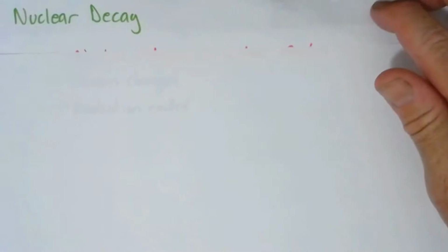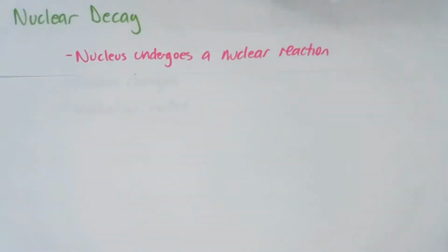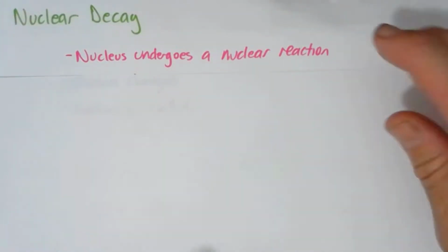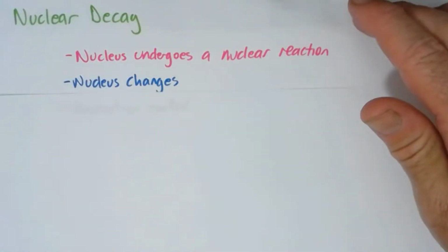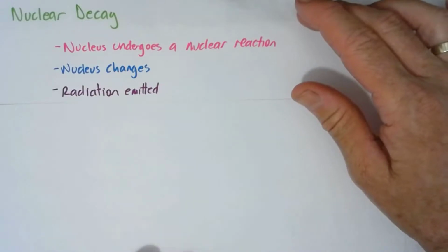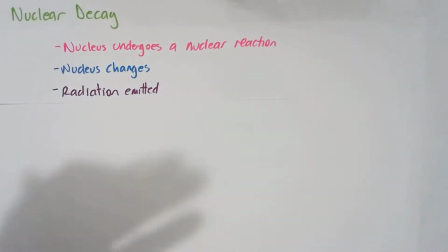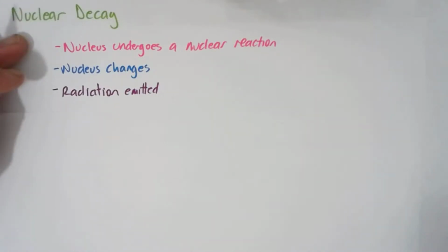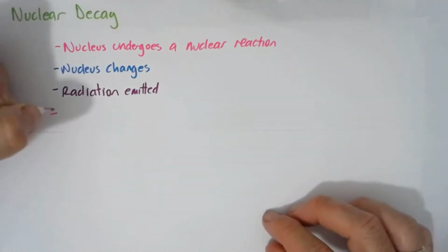Nuclear decay is the process of the nucleus of an atom undergoing a nuclear reaction. In that process, the nucleus changes and particles are released in the form of radiation. So we say that radiation is emitted, that means it's released from the nucleus. The types of atoms that undergo nuclear decay are radioisotopes.